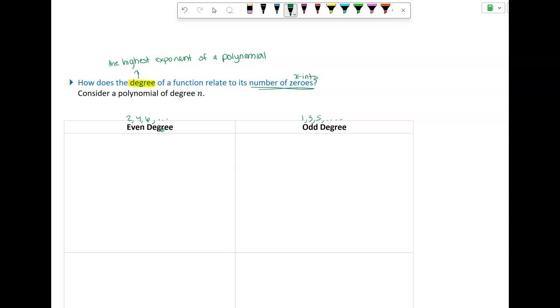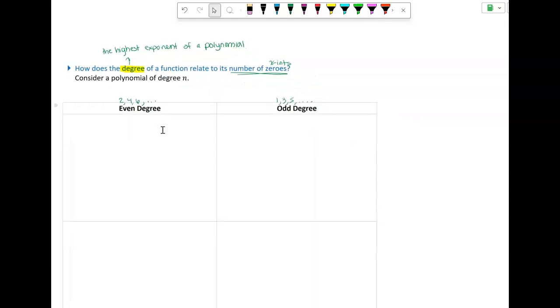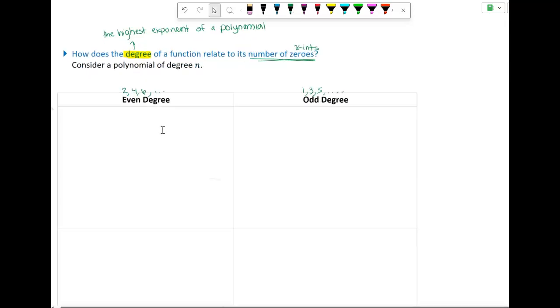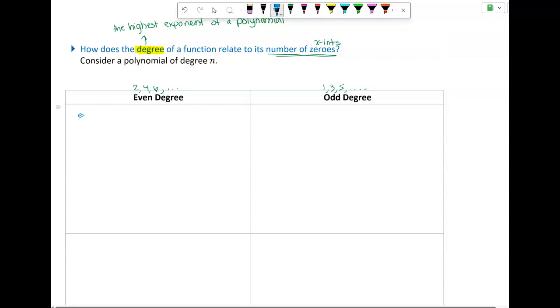The number of zeros is going to be similar among the even degrees, and similar among the odd ones. So if we look at even degrees, for example, an equation such as y equals x to the 4 plus 3x to the 3 plus x plus 1. This is an even degree polynomial, where the degree is the highest exponent, and in this case that would be the 4. We're going to call this our n for now. So the even degree is going to be n, where n could be 2, 4, 6, etc.